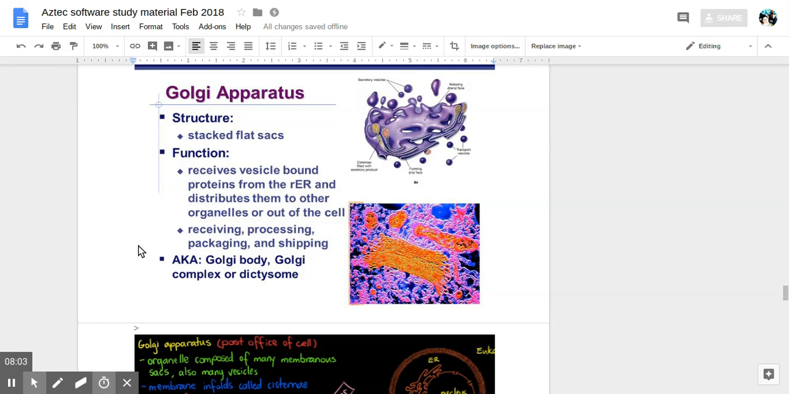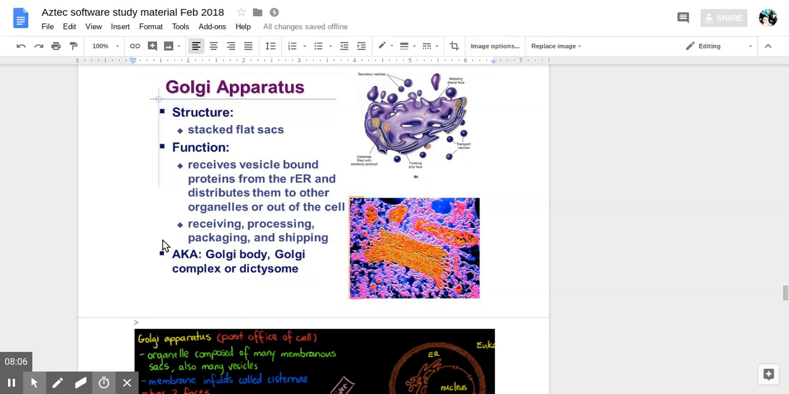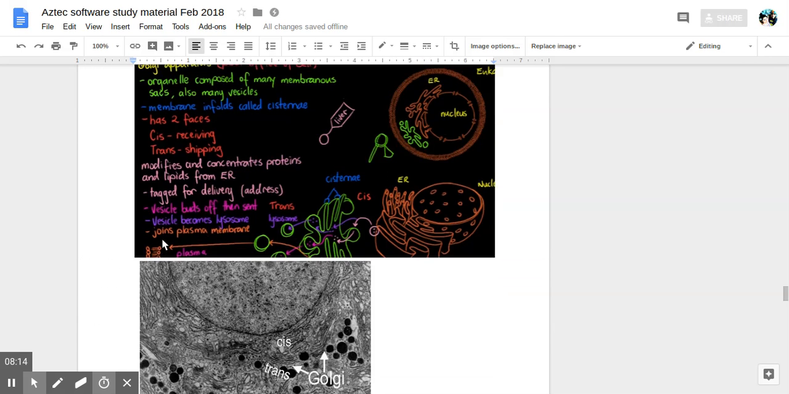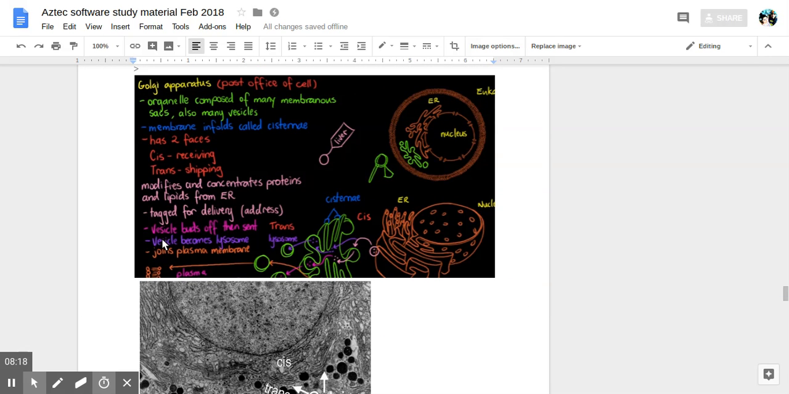So the Golgi body or complex, also called dictyosome. So it uses vesicles. It is the post office of the cell, composed of many membranous sacs or vesicles. These folds called cisternae. It has the cis or receiving and trans or shipping faces. So the cis is the closest to the ER. Trans is closer to the outer membrane of the cell, the cytosol. It modifies and concentrates proteins and lipids from the endoplasmic reticulum, tags them for delivery, aka an address. Vesicles bud off, send these molecules.